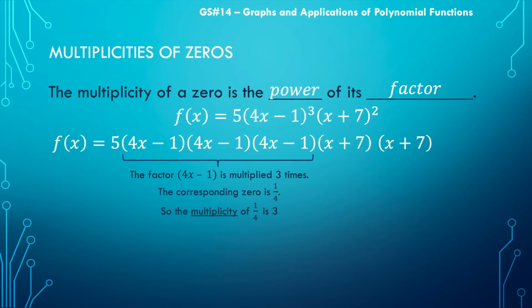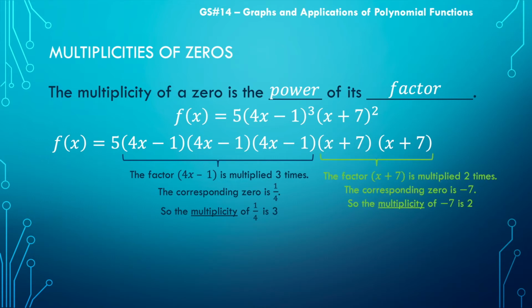What that means is, the factor 4x minus 1 is multiplied 3 times here. And the corresponding zero that comes with that factor is 1/4. We get that by setting that factor equal to 0 and solving. So the multiplicity of 1/4 is 3 because that factor occurs 3 times. Same over here, the factor x plus 7 is multiplied 2 times. And the corresponding zero here is -7. So that means that the multiplicity of -7 is 2.